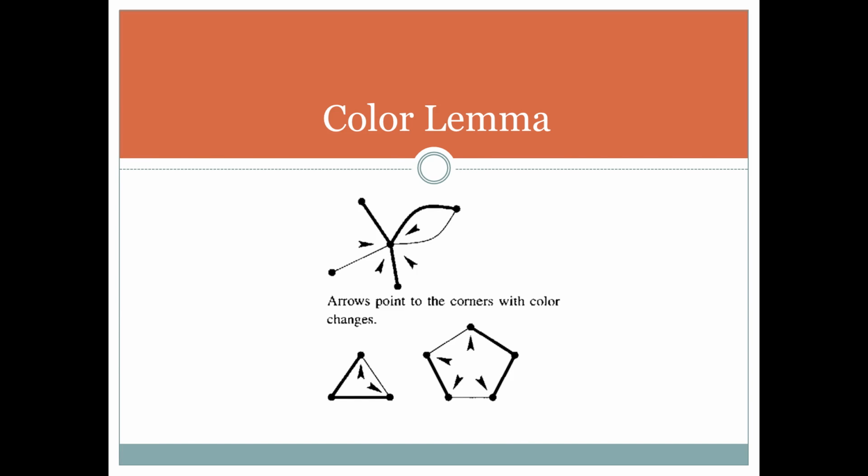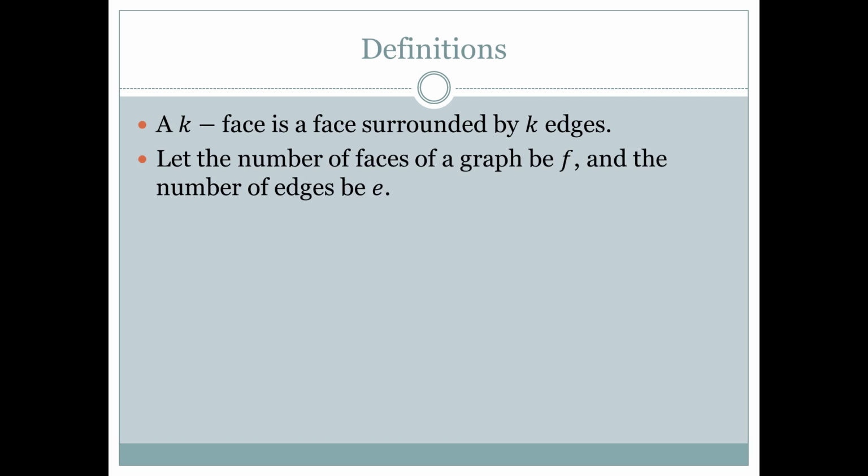So to prove this, we have to come up with a few definitions first. We're going to start by defining a clarification of the face. So we're going to start with a K face. A K face will be a face surrounded by K edges. And then we're just going to let the number of faces of a graph be F and the number of edges be E. So we can create some equations for this.